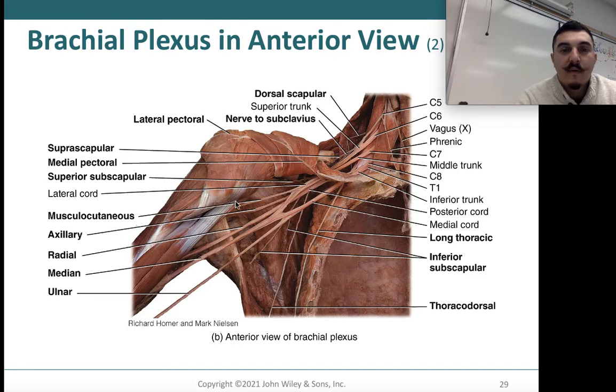So all these nerves are just branching around our muscles and bones. So remember, if you're able to memorize a lot of the bones, you're able to memorize a lot of the muscles, then you can build upon that with our nerves that are coming on those areas as well. Musculocutaneous, axillary, radial, median, ulnar, those areas.